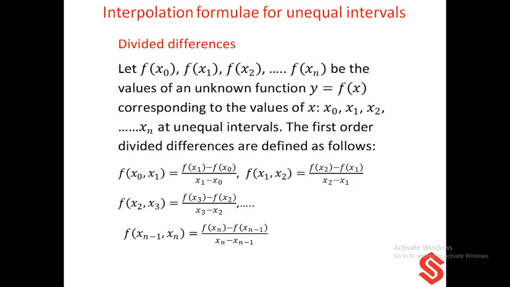So what do we mean by interpolation formulae for unequal intervals? In the previous problems which we solved, the values of x were equally spaced, so the interval length is common, and we used Newton's forward and backward interpolation formulae to solve the problems. Now, when the values of x are not equally spaced, that is, the arguments are not at equal intervals, then we have to use Newton's divided difference formula and Lagrange's interpolation formula.